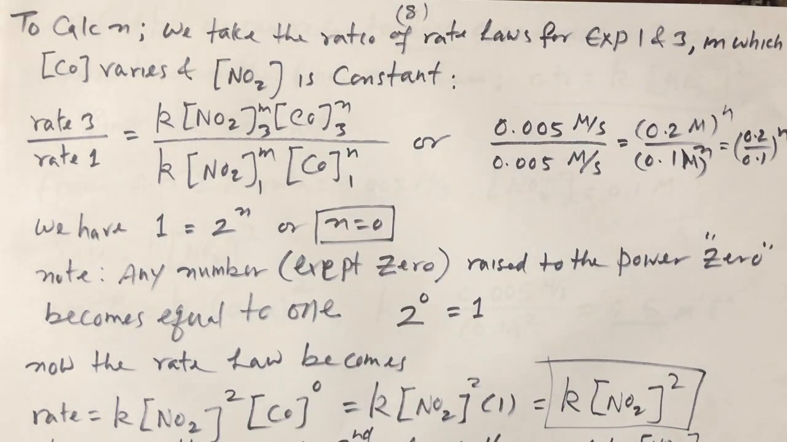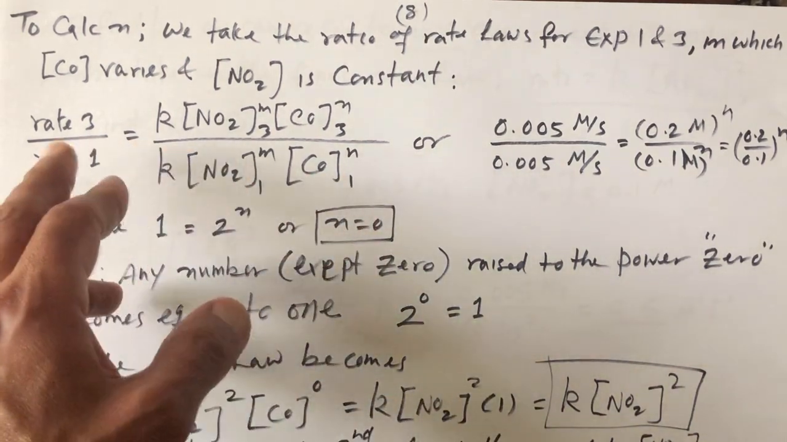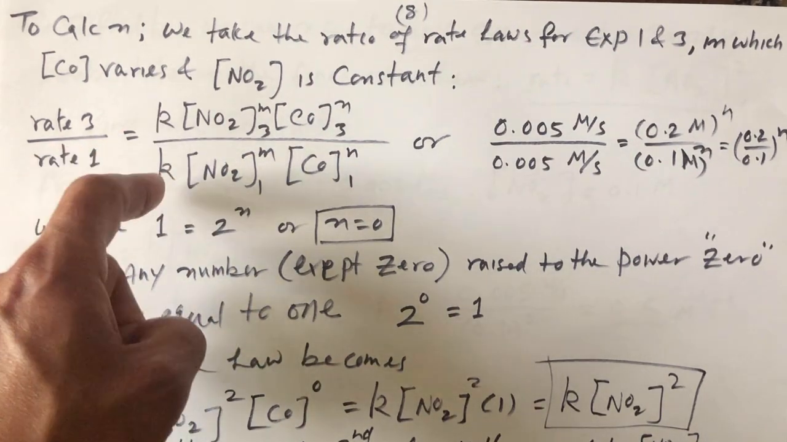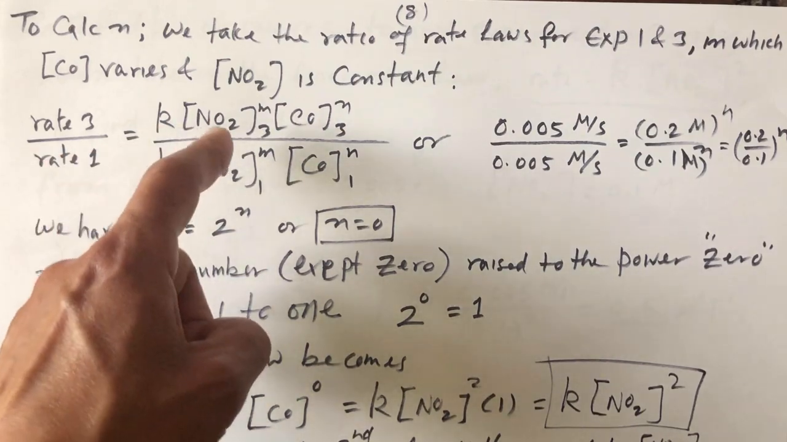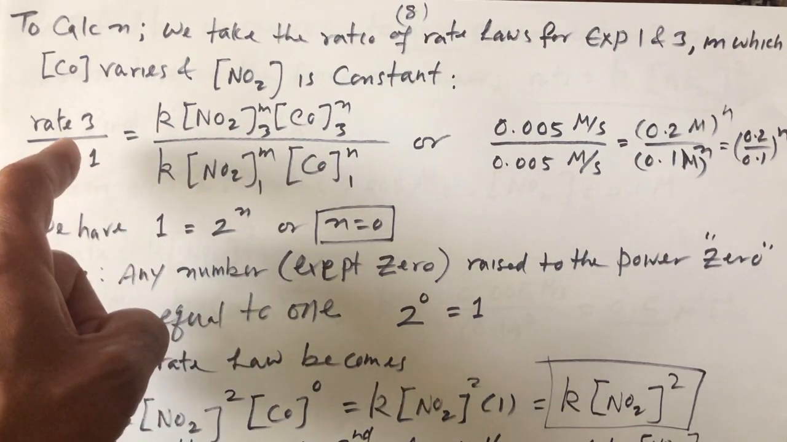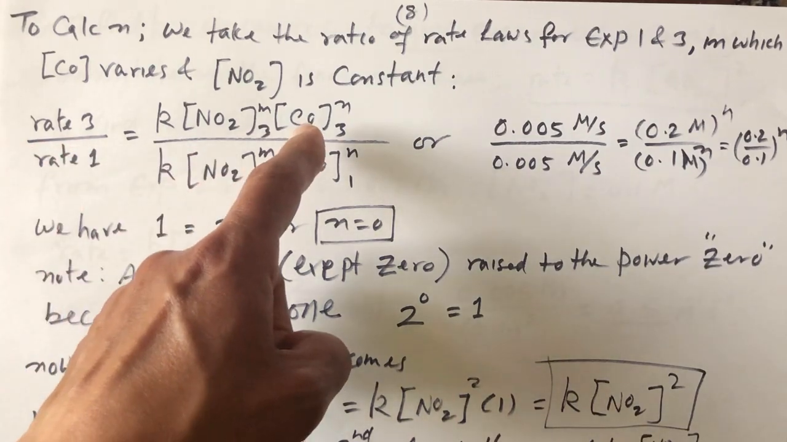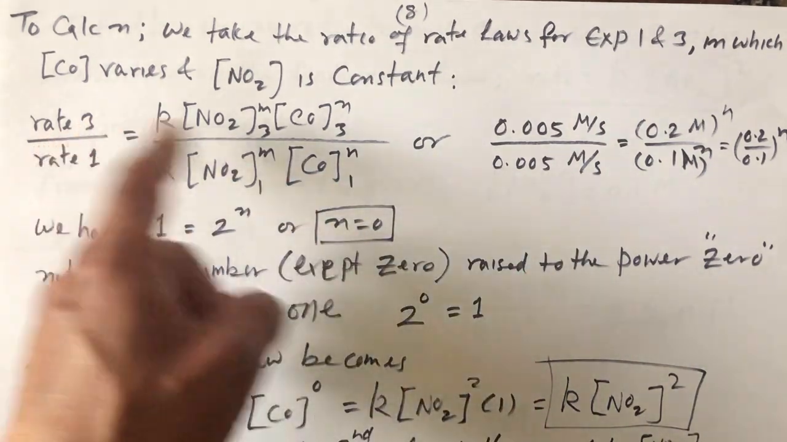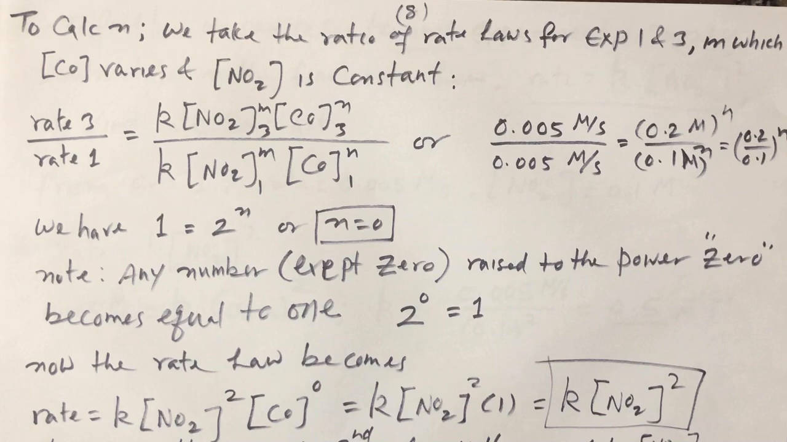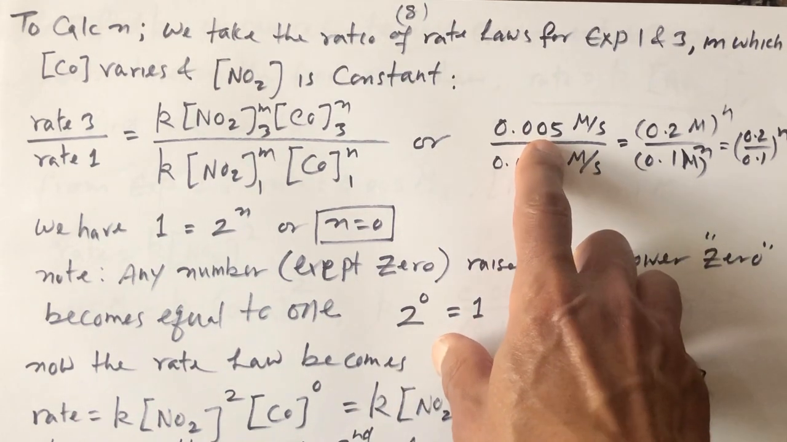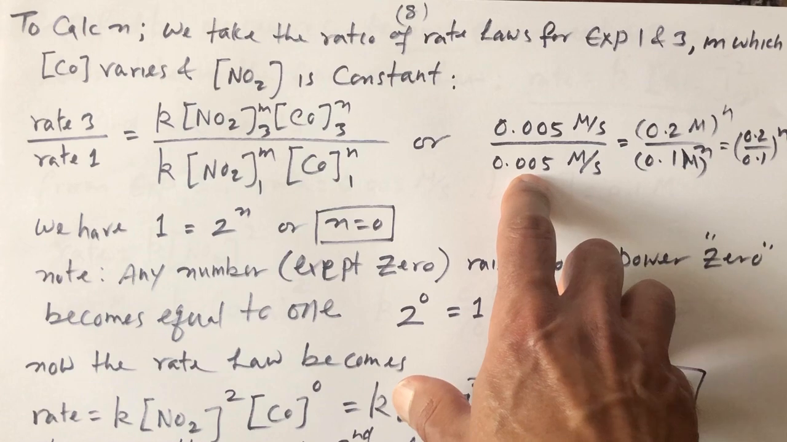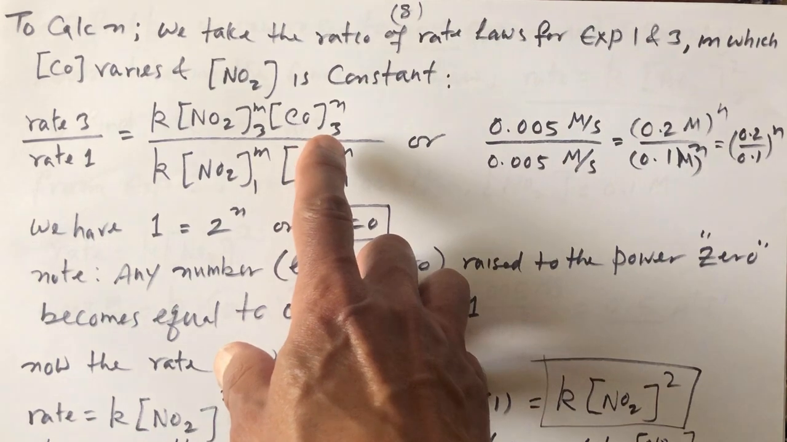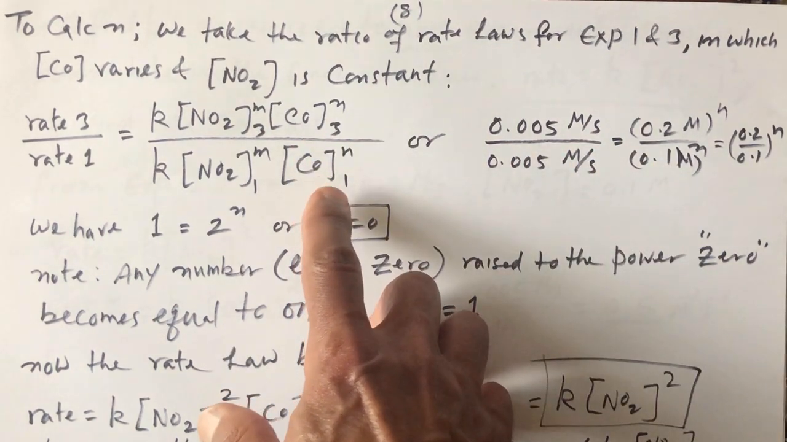Okay? So we set it up pretty much the same way as the other part, and we just do the cancellation the same way. K cancels K, NO2's cancel, and now we see that the concentration of CO is 0.2 for experiment 3, and for experiment 1 it is 0.1. We substitute the numbers in, and we get 0.05 as rate 3, and 0.05 again as rate 1.